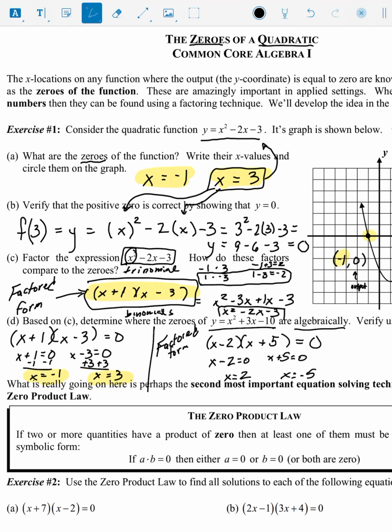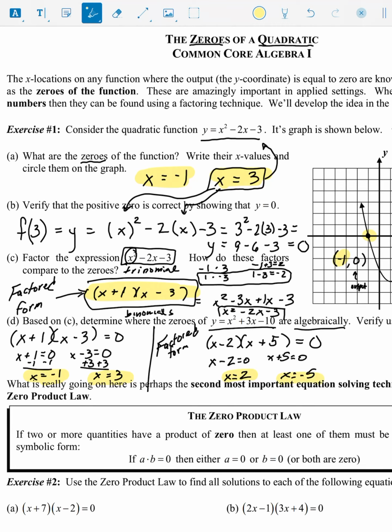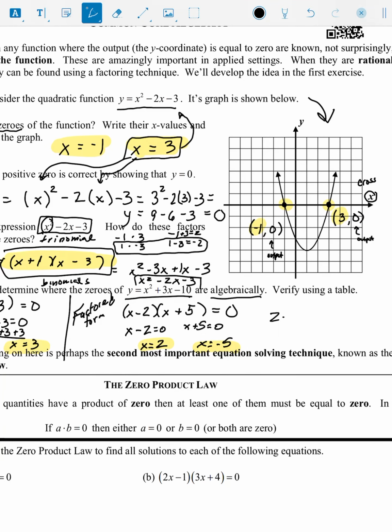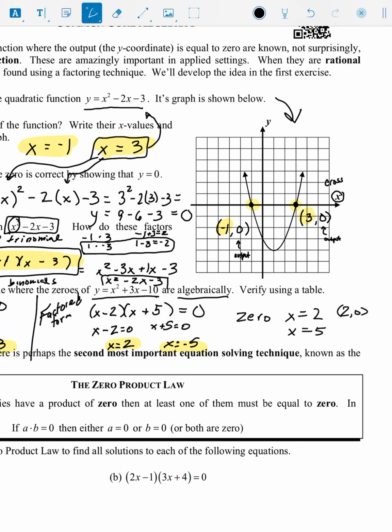I will highlight both of my solutions, because a solution is actually another name for a 0. And that's it. We can say that my zeros are actually x is equal to 2 and x is equal to negative 5. And those points, 2, 0, and negative 5, 0, are the zeros of that quadratic function.